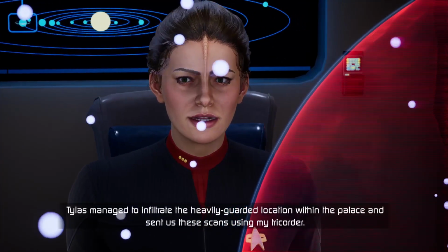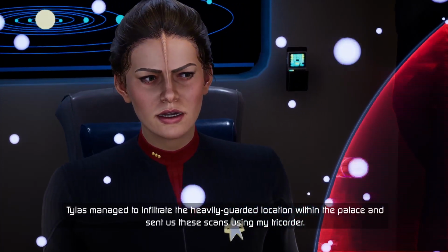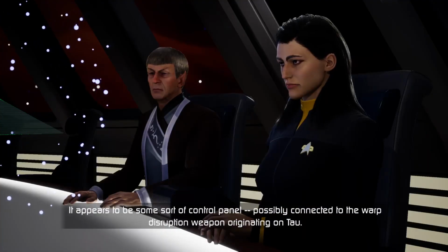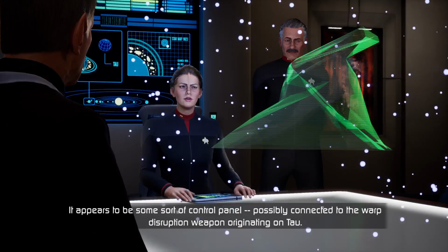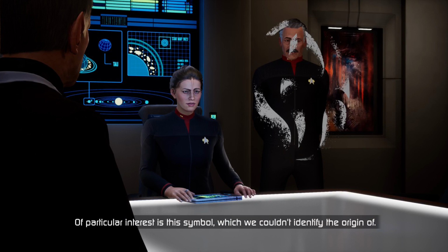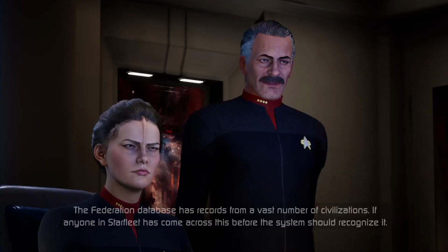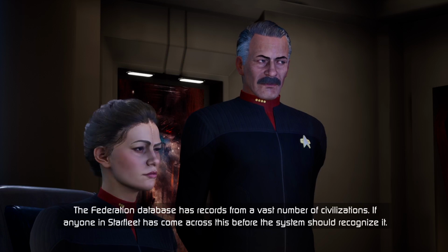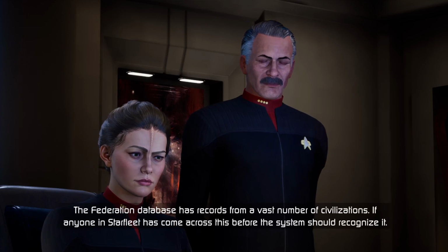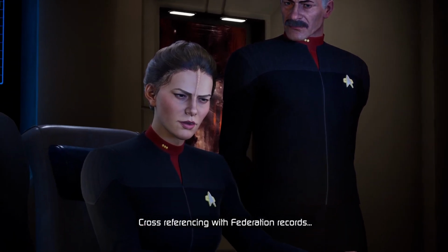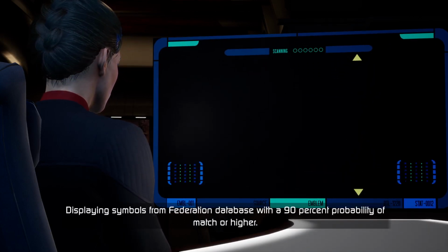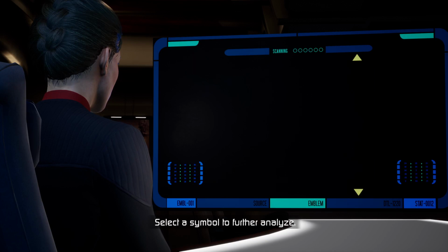Tyler's managed to infiltrate a heavily guarded location within the palace and sent us these scans using my tricorder. It appears to be some sort of control panel, possibly connected to the warp disruption weapon originating on Tau. Of particular interest is this symbol, which we couldn't identify the origin of. The Federation database has records from a vast number of civilizations. If anyone from Starfleet has come across this before, the system should recognize it. Cross-referencing with Federation records. Displaying symbols from Federation database with a 20% probability of actual higher. Select a symbol to further analyze.